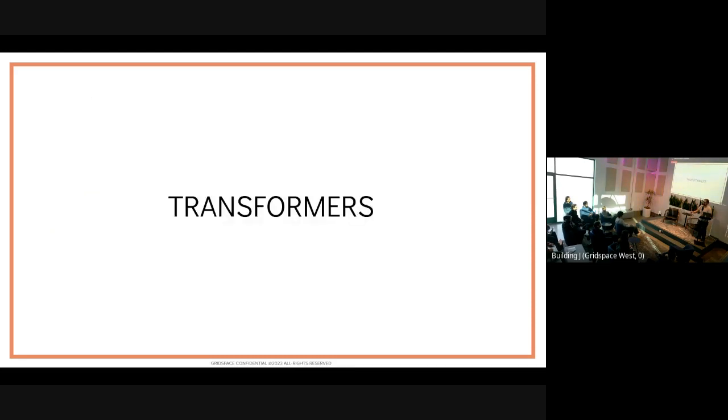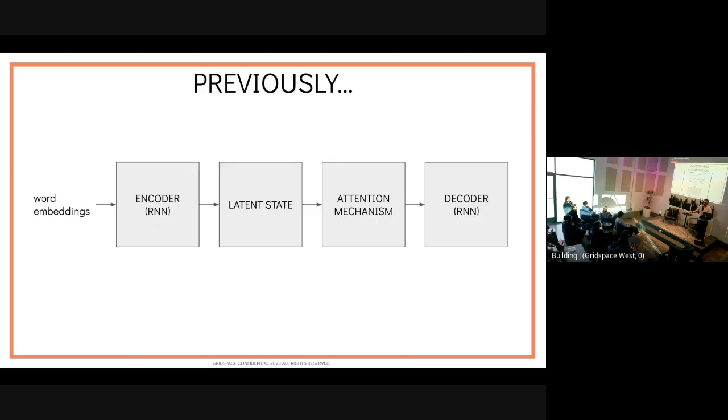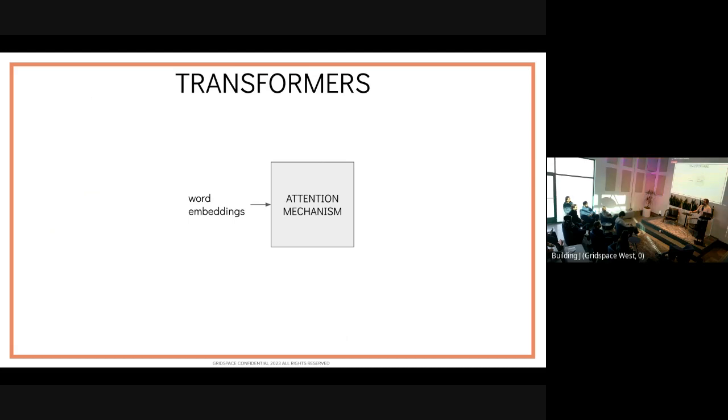Which brings us to transformers, which we've all probably heard of. Maybe you've read the paper, maybe you feel that you understand how they're implemented. This is the original paper. It's an incredible paper. Attention Is All You Need. The idea behind it was we take this and, hey, wait, what if we just got rid of these pesky RNNs and we just kept the attention mechanism?